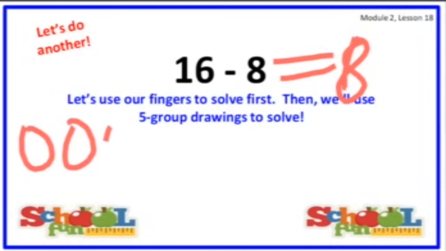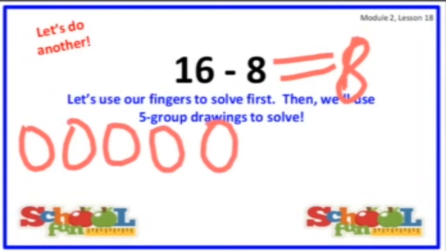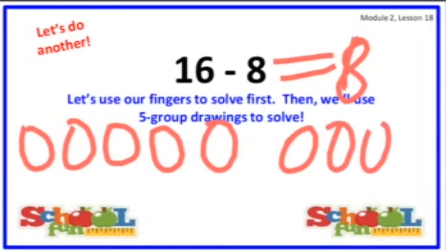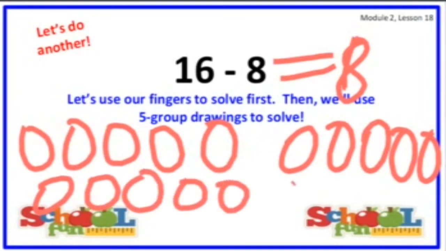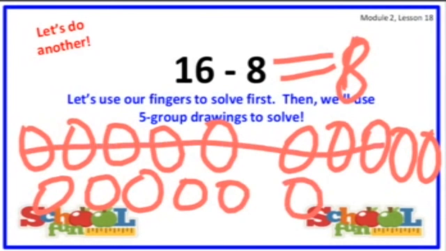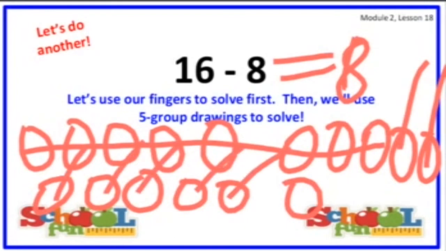1, 2, 3, 4, 5. Don't forget I'm counting 16. 6, 7, 8, 9, and 10. 11, 12, 13, 14, 15, and 16. I will cross out my 8. How many is left? 1, 2, 3, 4, 5, 6, 7, 8. So you can see we got the same answer with this.